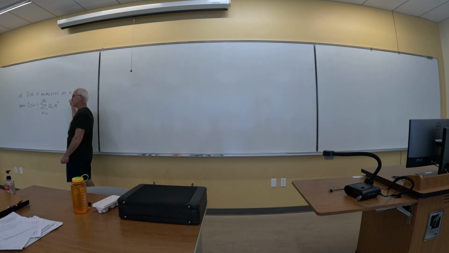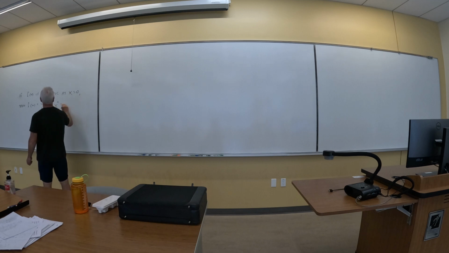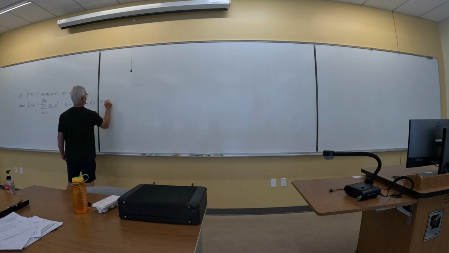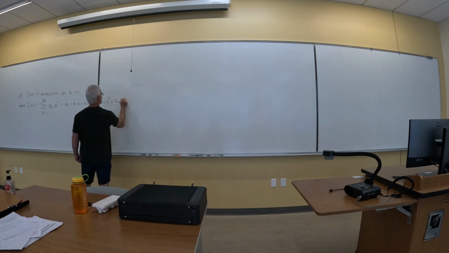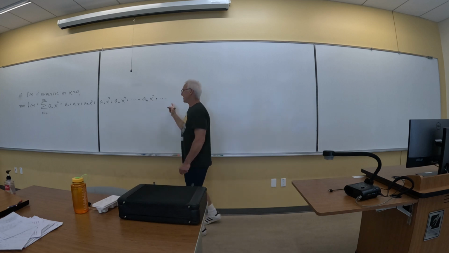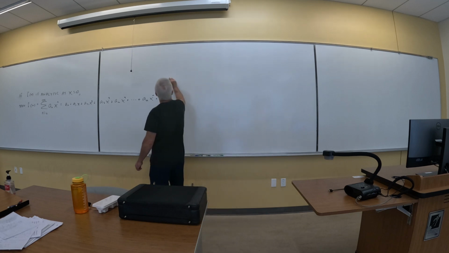Since we're using x equals 0, let's expand the first few terms just to see what it looks like. So this looks like a0 plus a1x plus a2x squared plus a3x cubed. I'll do one more, a4x to the fourth, and so on up to anx to the n, and the dot, dot, dot, because it does not stop. That's f of x. So what is f prime of x going to look like then?